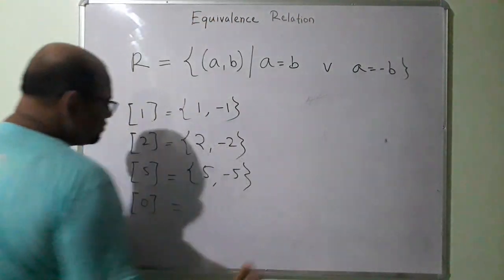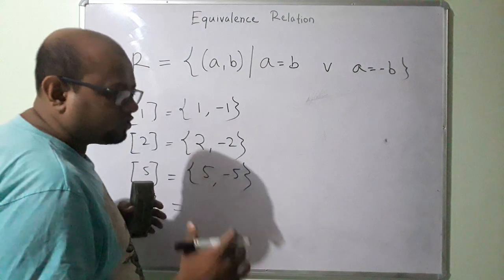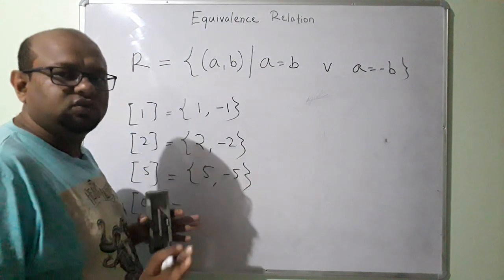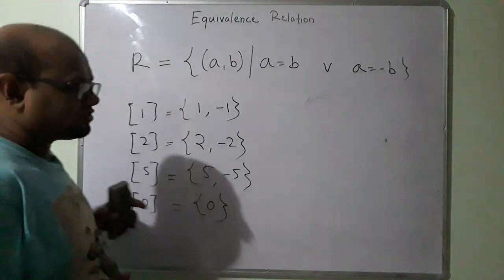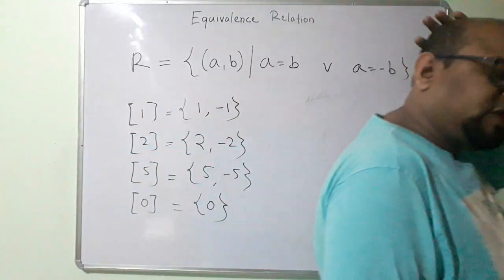Same logic. What will be in the equivalence class of 0? 0 is equal to 0 and 0 is equal to -0. -0 once again is 0. Okay. So only 0 will be in the equivalence class of 0.